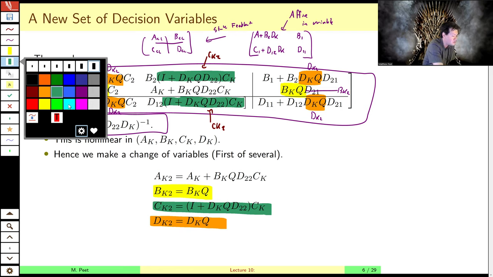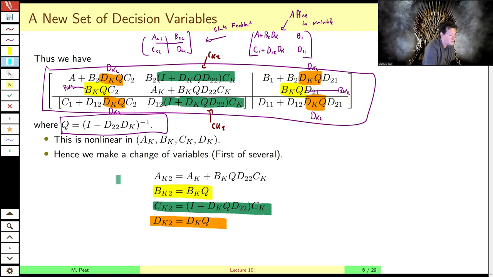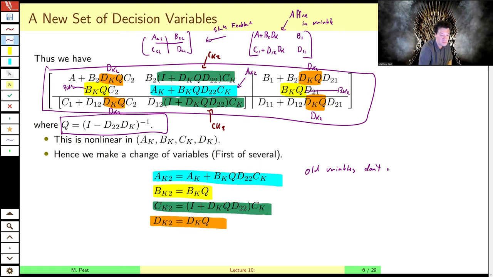Let's choose pink or blue. We only have one term left here, which is this bit here, and there's no real way of getting around this term because it has essentially all the original variables in it. So we'll just make a new variable which includes all of those pieces, and we'll call that AK2. We've defined four new variables which eliminate the nonlinearities in all of our original variables, and our original variables no longer appear anywhere in the expression. So old variables don't appear in the new expression, and the new expression is affine in the new variables.